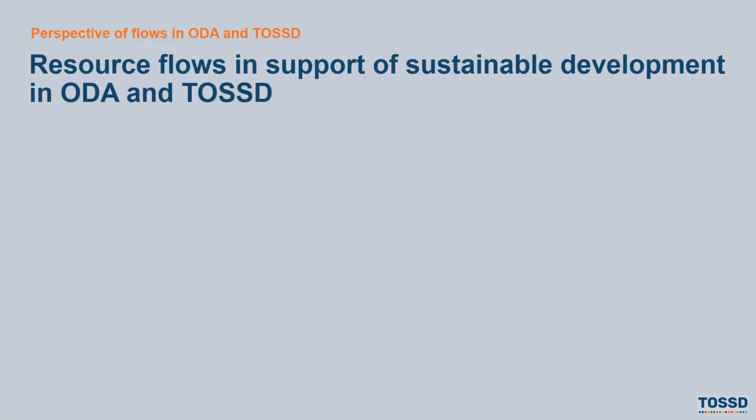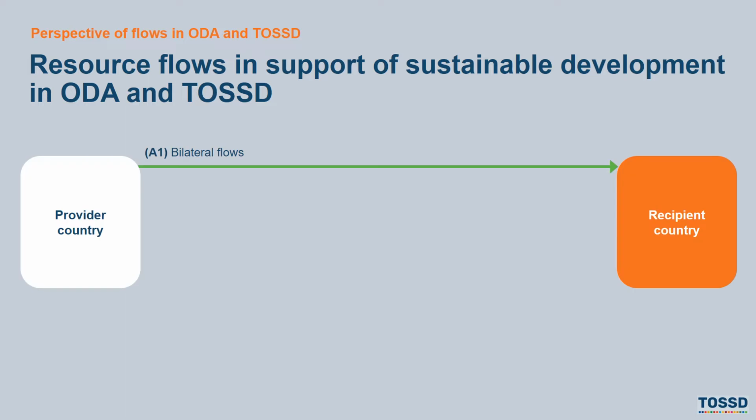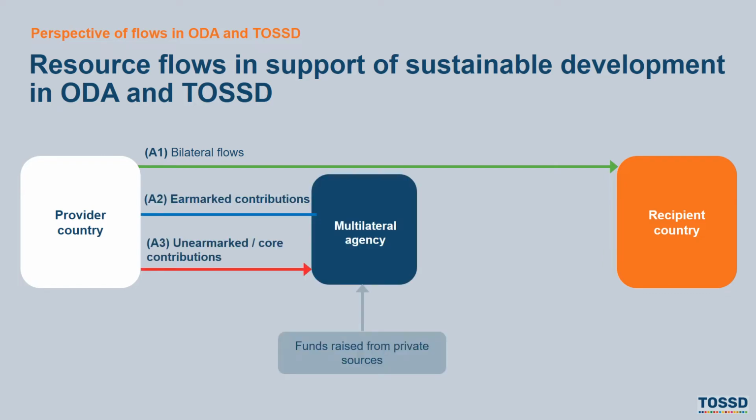ODA and TOSSD present 2 different perspectives. ODA takes a provider perspective. In the ODA system, bilateral providers report activities they undertake directly with the recipient country, represented by the A1 arrow on this figure. They also report on flows to multilateral institutions, A2 and A3. To complement information on resources to developing countries, multilateral institutions also report on their core resources in the system.